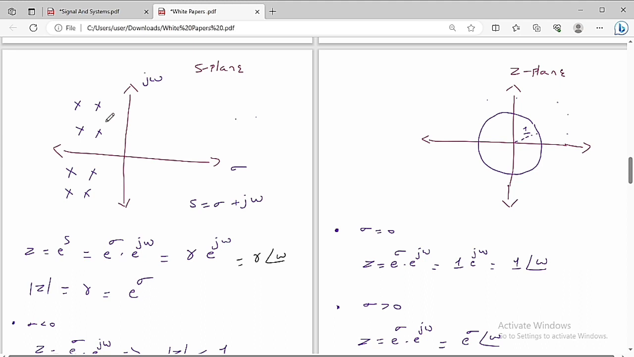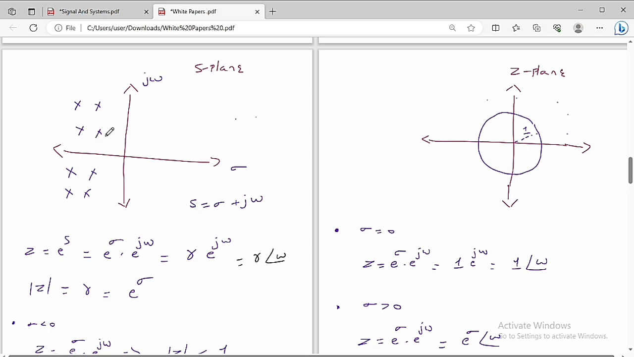Finally, I can say that all the points on the left half of the S-plane are going to map inside the unit circle, all the points on the imaginary axis are going to map on the unit circle, and all the points on the right half of the S-plane are going to map outside the unit circle. So this is the mapping concept you have to keep in your mind.